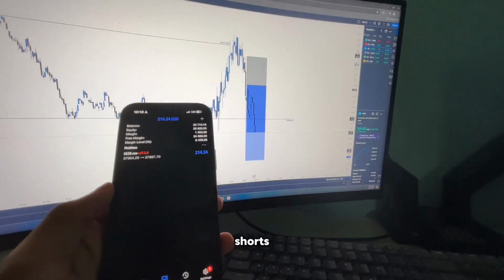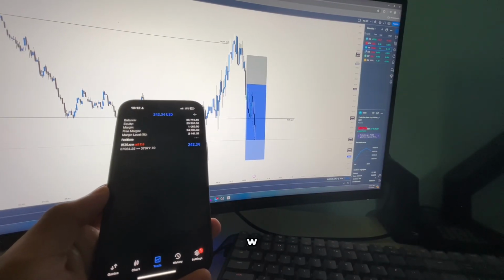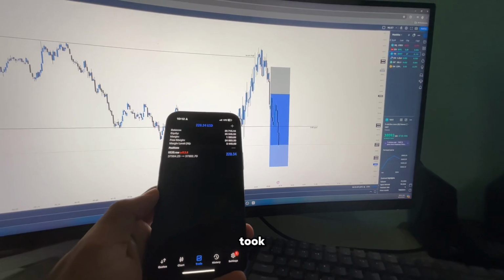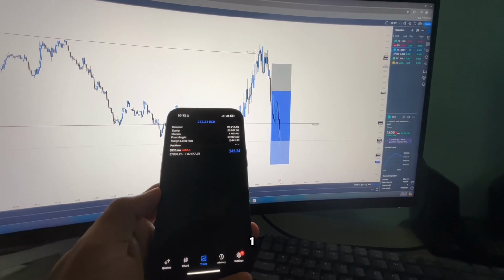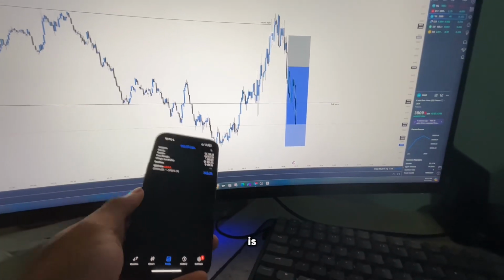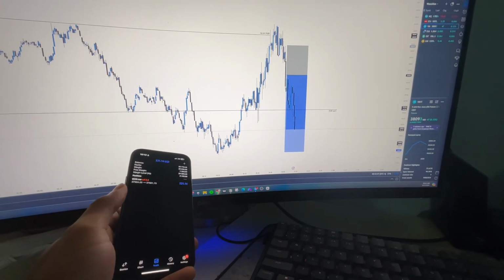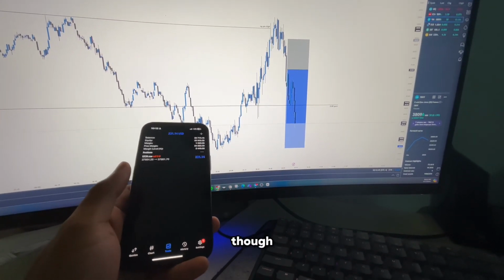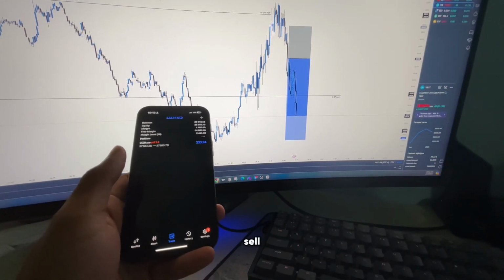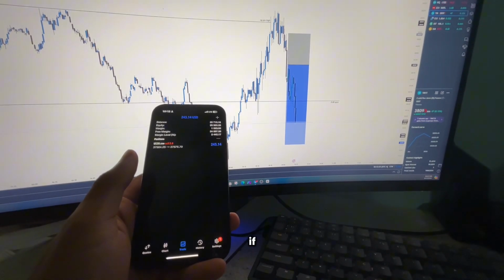Yo, currently in shorts on US30. That'll be a trade, not gonna lie. Took partials at around a 1-to-1 and my stops are at break even. My TP is at this low right here. Pretty sure this is the London low or the Asia low. No, that's just a pre-market low, but that's where my TP is. Sell side liquidity, and let's see if it hits TP.